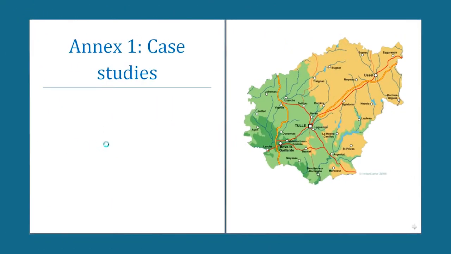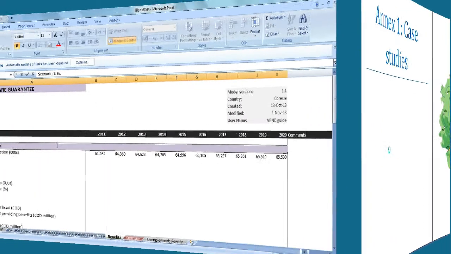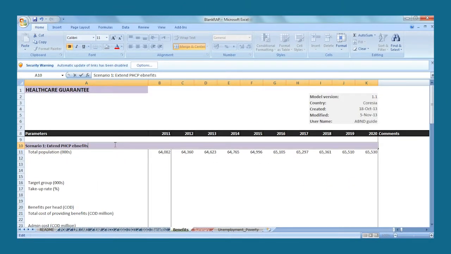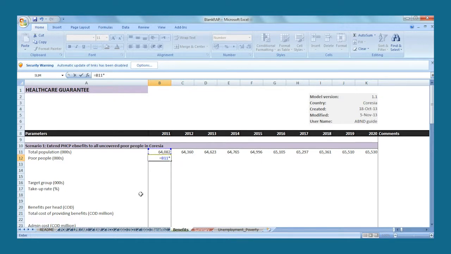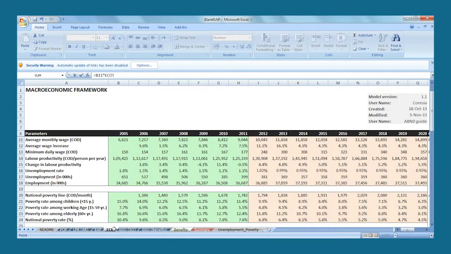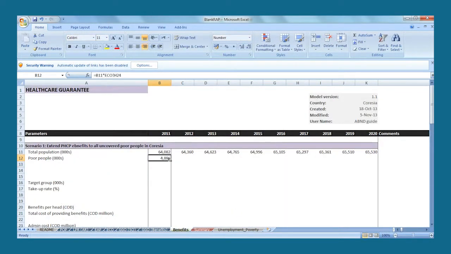We can understand the RAP better by looking at a scenario from Croatia. A possible scenario is to extend the Public Health Care Plan, PHCP, to uncovered poor people in the country. In order to determine the number of poor people in the thousands in the year 2011, we multiply the total population by the national poverty rate in the ECO sheet. This is dragged till 2020.